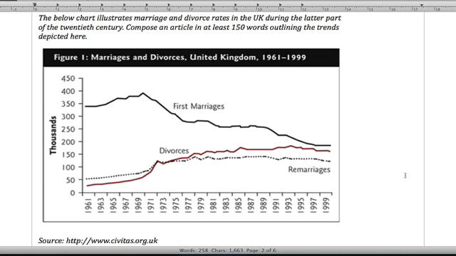The question reads, the below chart illustrates marriage and divorce rates in the UK during the latter part of the 20th century. Compose an article in at least 150 words outlining the trends depicted here. So here we see a single data source that presents three different data trends. The data source is a line graph, and the trending items illustrate first marriage, divorce, and remarriage rates in the UK between 1961 and 1999.